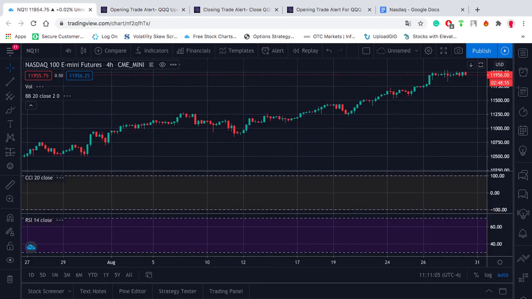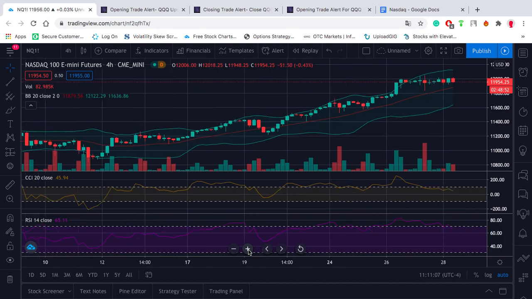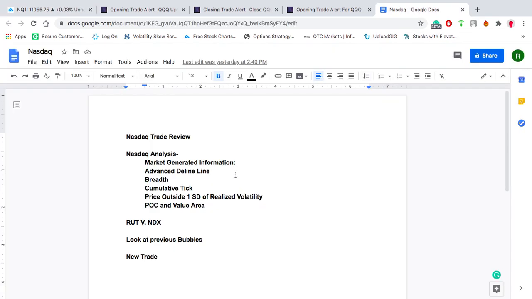So let's talk about the Nasdaq. I'm going to go on to the 4-hour chart. I'm a data-driven person, so I like looking at the market-generated information. Advanced decline line. First off, what is that? That's up stocks minus down stocks. This gives me a good view of whether the whole market's going up or the whole market's going down.